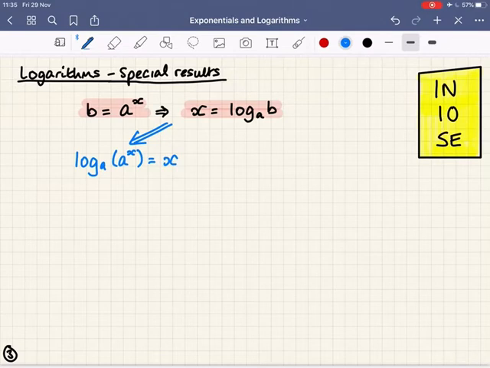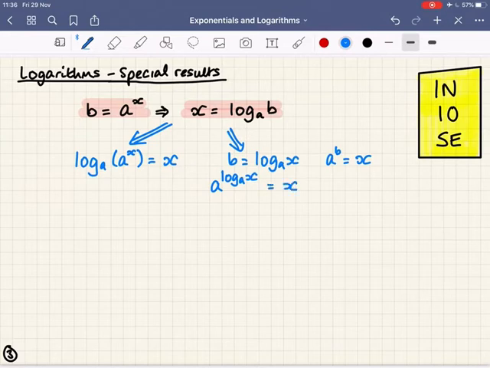Similarly, if I just rewrite what we've got here, I'm going to change the variables a bit. We're going to say b equals log to base a of x. In other words, a to the power of b equals x. So if I was to raise a to the power of b, but written in that form, a to the power of log a of x, well, that must also equal x. So we've got two new expressions there.